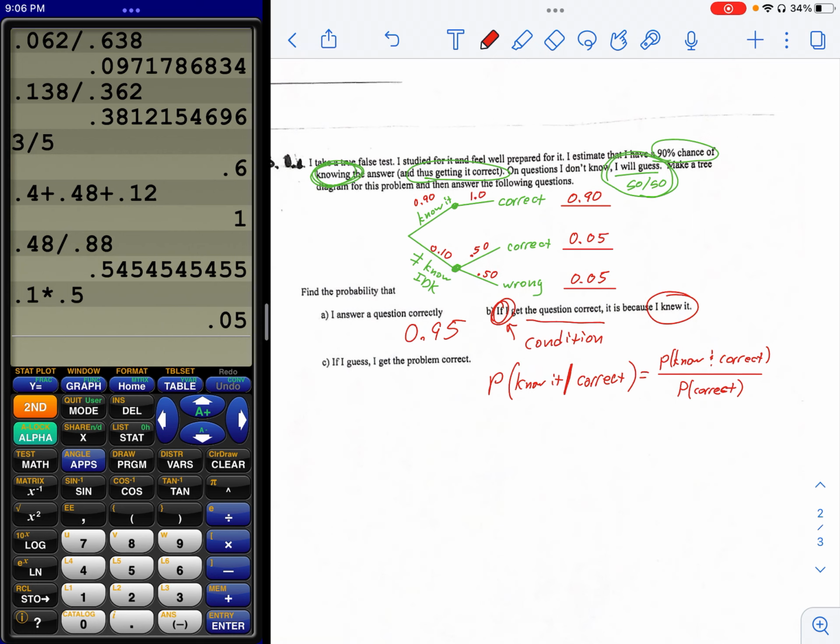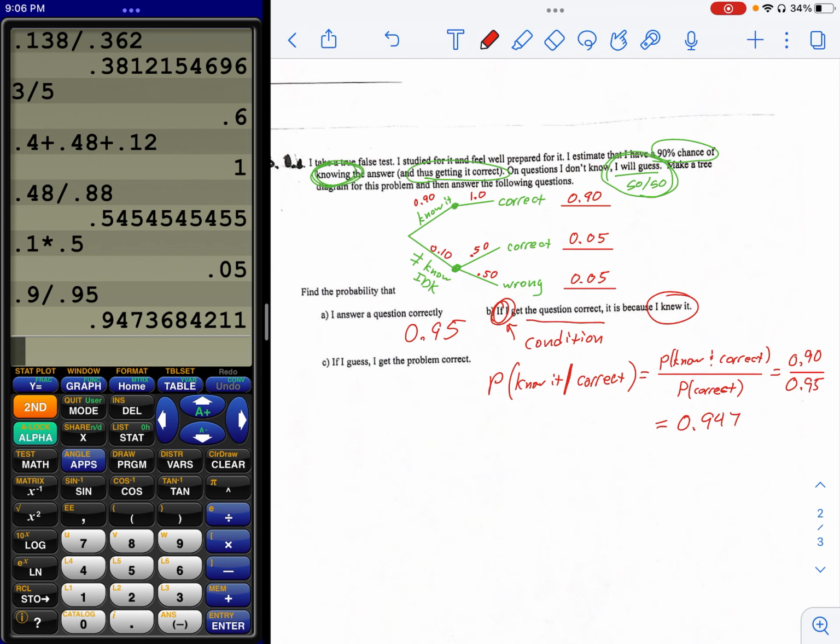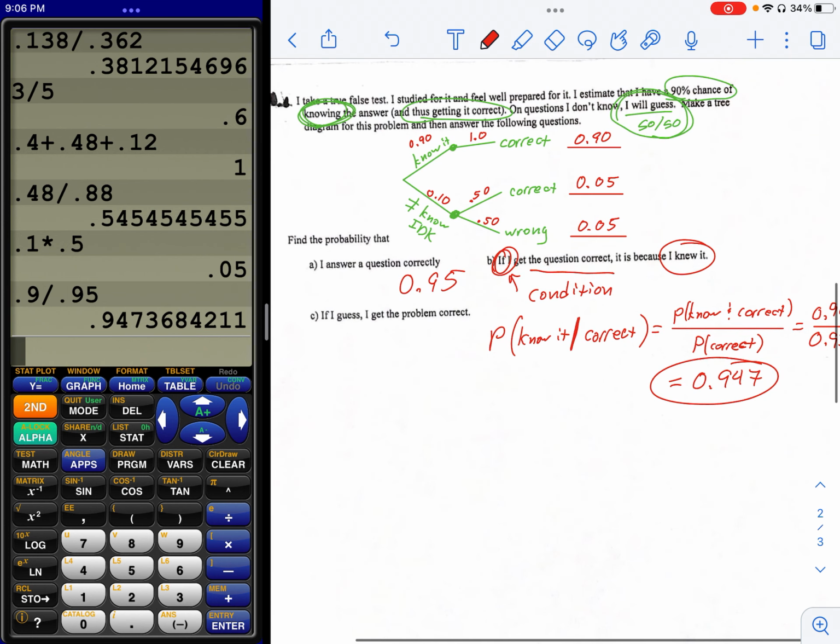I think I have all of these already. I just got to pick the right ones, right? So I've got know it and correct. That is know it and correct. That's right here, 90%. Over the probability I got it correct. And I did that here in part A. That's 95. Some of you are pretty good with your proportional reasoning, so that's pretty much 95%, but it's a little bit lower. 94.7. All right, part C, it's just a different condition.